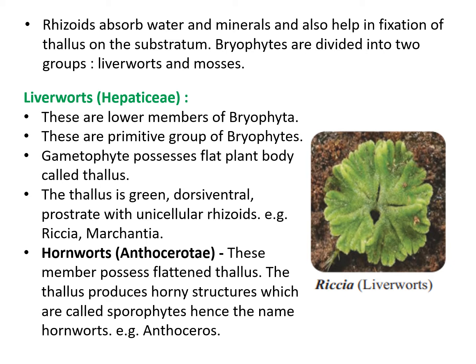Hornworts, meaning Anthocerotae. These members possess a flattened thallus. The thallus produces horny structures which are called sporophytes. Hence the name hornworts. Example: Anthoceros. This diagram shows Riccia.